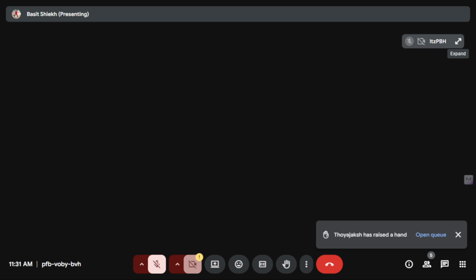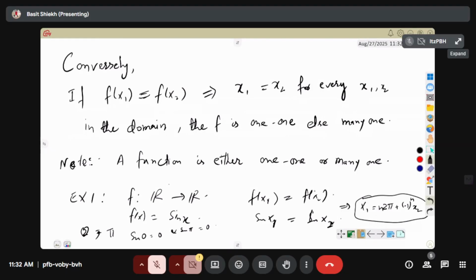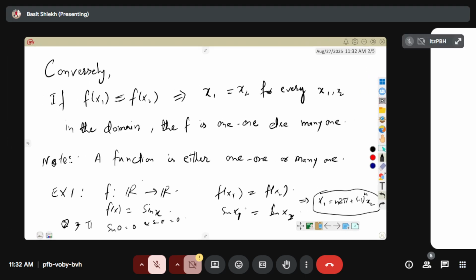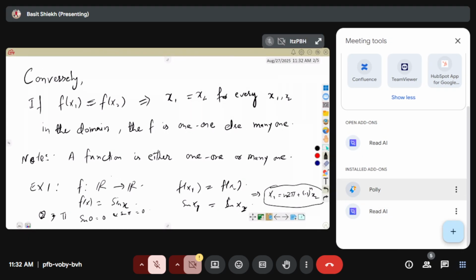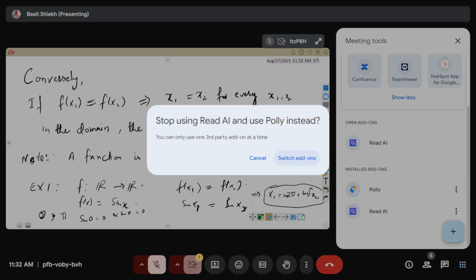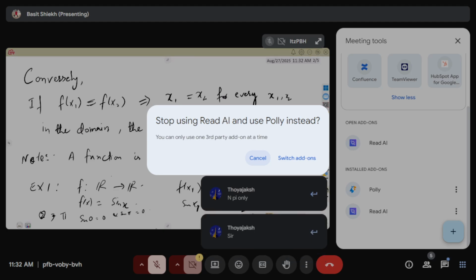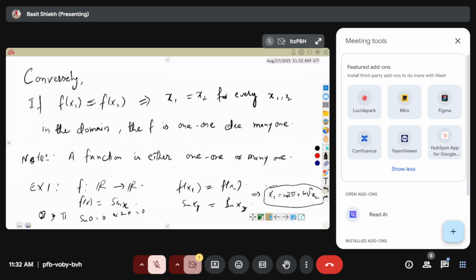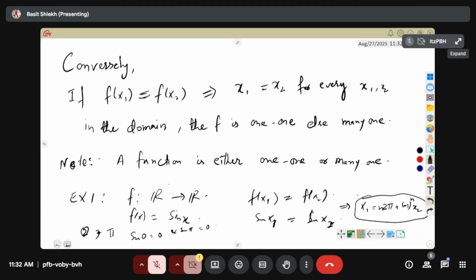Here x is equal to not 2n pi, sir. Only n pi? Can you say a little louder? I am not able to hear you. Hello. Okay, you have written something. n pi only. No, no, no.